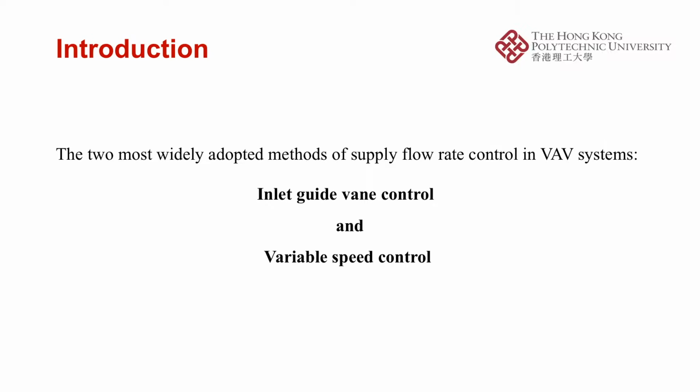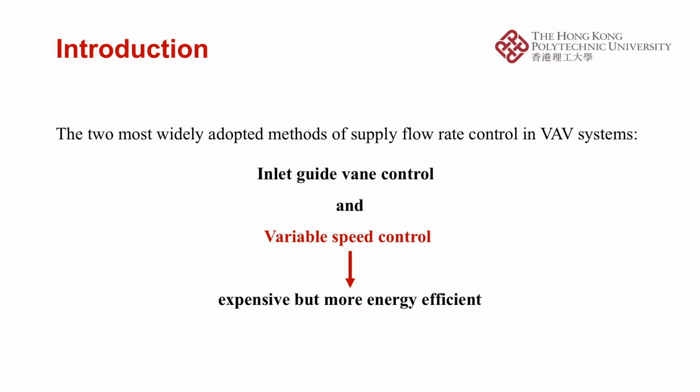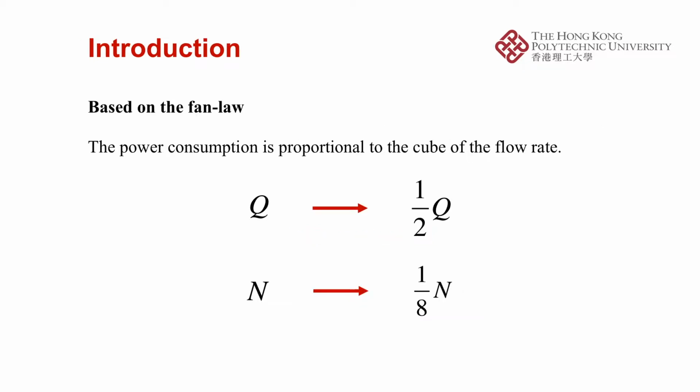Inlet guide vane control and variable speed control are the two most widely adopted methods of supply flow rate control in VAV systems. Although the latter method is more expensive, it can save more fan power than the former. Based on the fan law, the power consumption is proportional to the cube of the flow rate. So, when the flow rate is reduced to half of the rated flow rate, the power consumption should be just 1/8 of the rated power consumption.